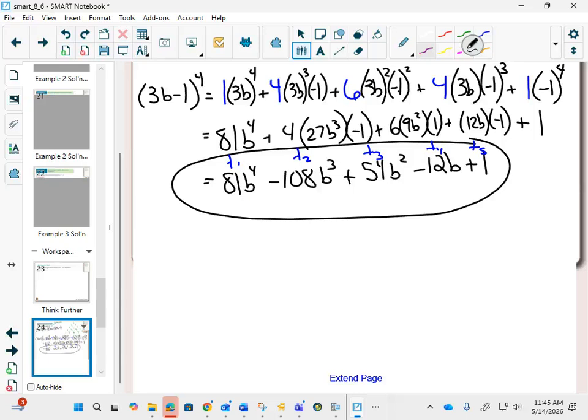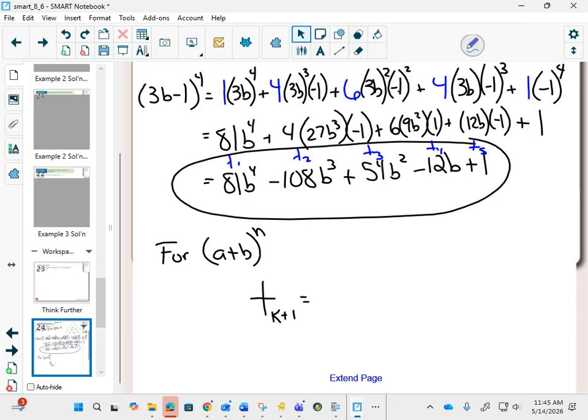Okay? On your formula sheet, you have the following formula. It says, for a plus b to the n, you can find any term number k plus 1. And we're going to talk about why it's k plus 1. Okay? It's going to equal. I'm going to write this first part in blue. Okay? And I'm going to put term 2 in a green box here, then a green box here. Because we're going to use term 2 as our pattern.